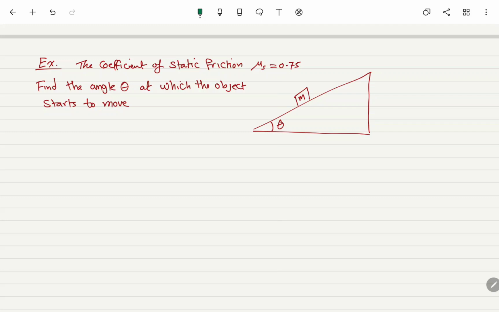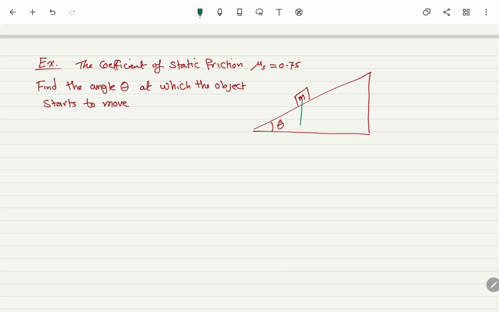The coefficient of static friction, mu s, is equal to 0.75 between the surface and the block. Find the angle theta at which the object will start to move. So we need to find the critical angle at which the object will start to move. In this case, let's draw a free body diagram.